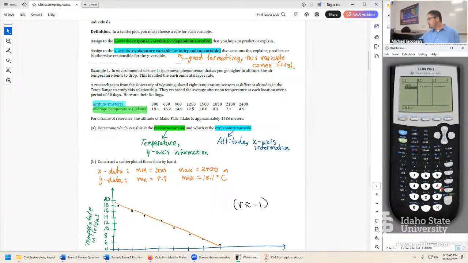So it's 300, 650, 900, 1250, 1500, 1850, 2100, 2400. Then on the next, 18.1, 16.2, 14.9, 12.5. Let me know if I mess up a value, 10.8.